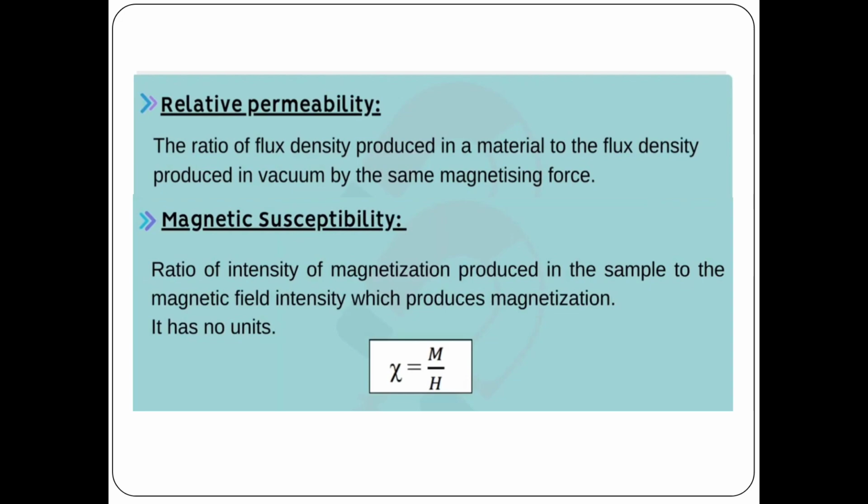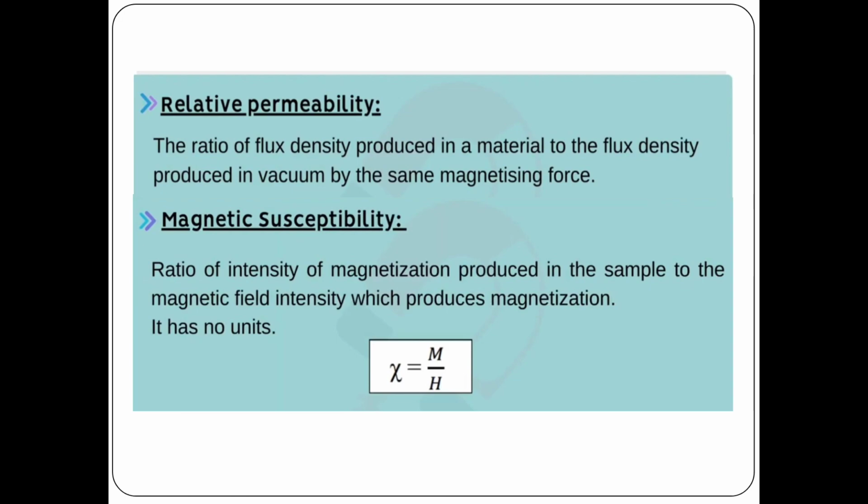Relative permeability. The ratio of flux density produced in a material to the flux density produced in a vacuum by the same magnetization force is called the relative permeability.